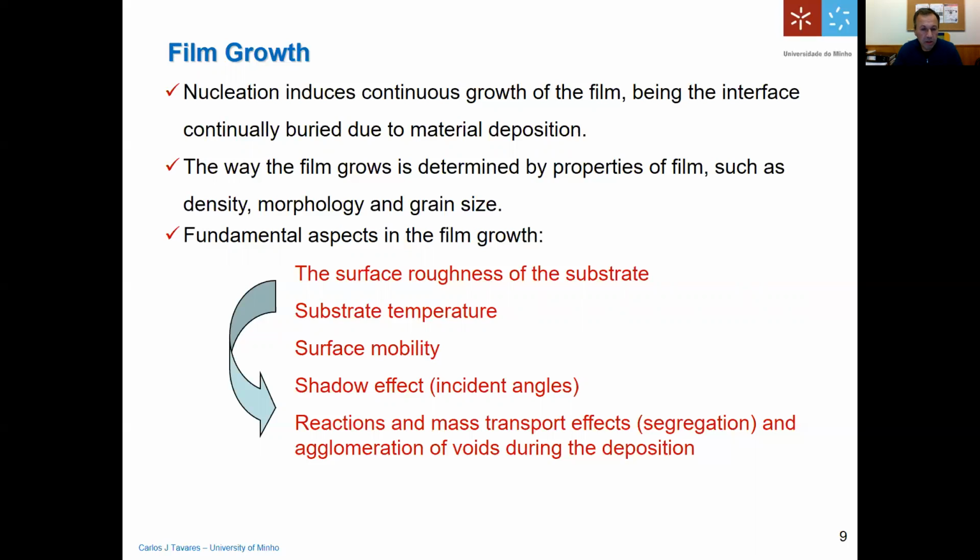And the shadow effect. Some deposition techniques are not very conformal, which means that they are very sensitive to shadow effects. For example, if you have a substrate which is not flat, but has protrusions or some kind of wells, and you want to make a deposition on these wells, you will need a technique that will make a conformal thin film with homogeneous thickness on the whole three-dimensional part of your substrate. Okay, and some reactions, mass transport effects, segregation, and agglomeration of voids during deposition can also be of extreme importance in the thin film growth analysis.